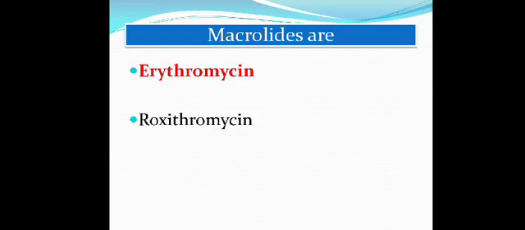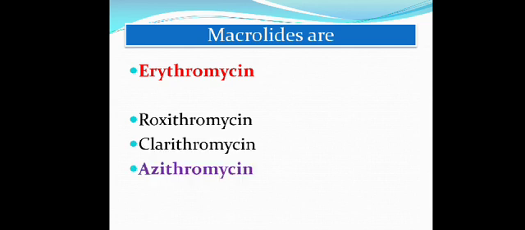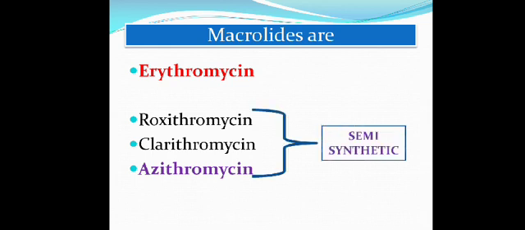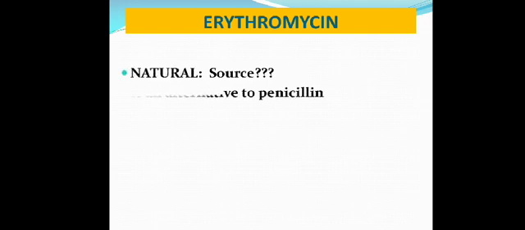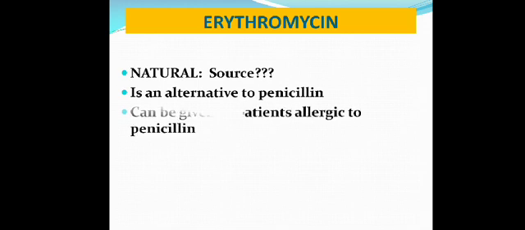Examples of macrolides are erythromycin, roxithromycin, clarithromycin and azithromycin. Erythromycin is obtained from a natural source and all other agents are semi-synthetic agents. Erythromycin is obtained from Streptomyces. It is an alternative to penicillin in patients who are allergic to penicillin, and it is safe in pregnancy also.